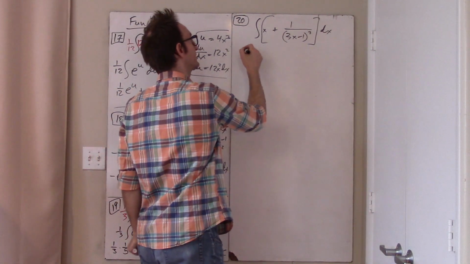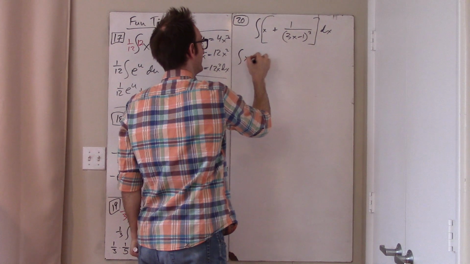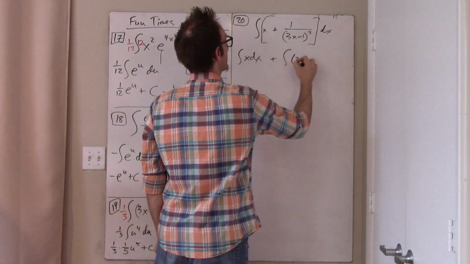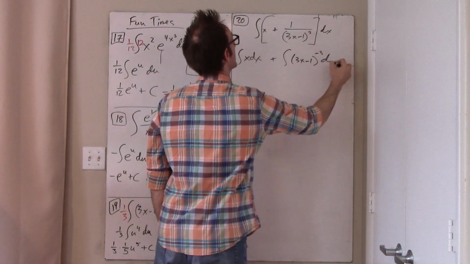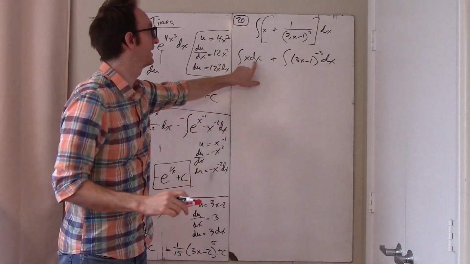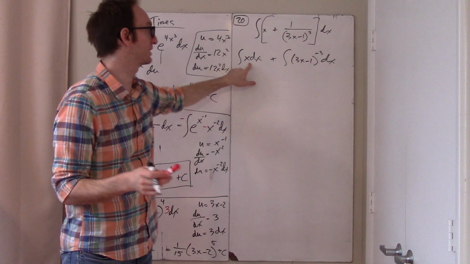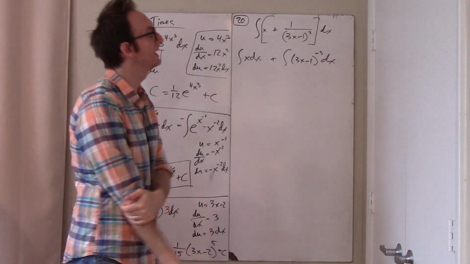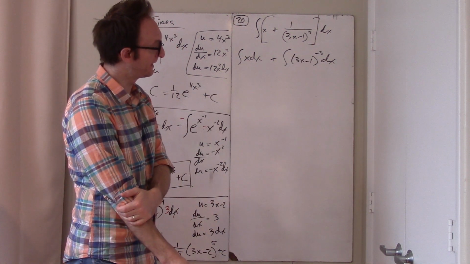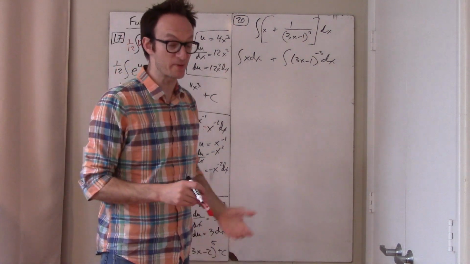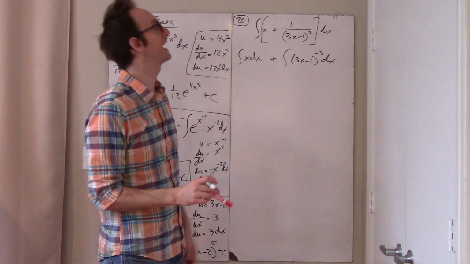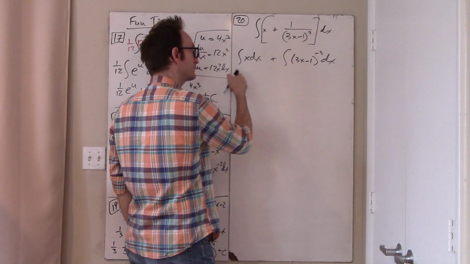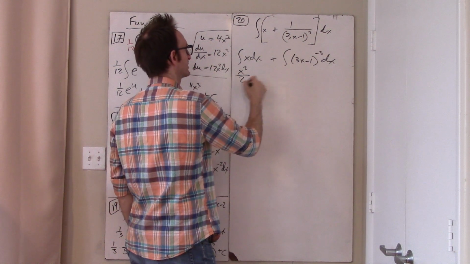So here, I'm definitely going to split this up into the antiderivative of x dx, and the antiderivative of 3x minus 1 to the negative 3. And this is possible because this will give you a function whose derivative is x, and this will give you a function whose derivative is 3x minus 1 to the negative 3. It's because the derivative of the sum is the sum of the derivatives. So therefore, the antiderivative of the sum is the sum of the antiderivatives. Anyway, moving on. This we can just do by direct rule. That's just x squared over 2.